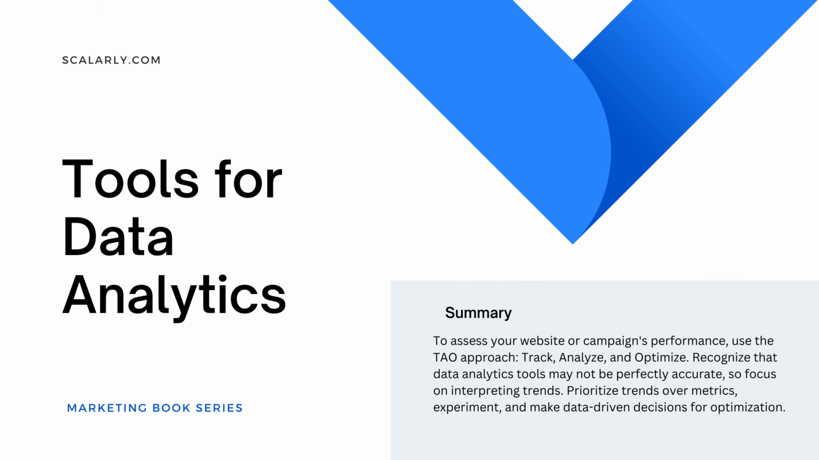To assess your website or campaign's performance, use the TAO approach: Track, analyze, and optimize. Recognize that data analytics tools may not be perfectly accurate, so focus on interpreting trends. Prioritize trends over metrics, experiment, and make data-driven decisions for optimization.